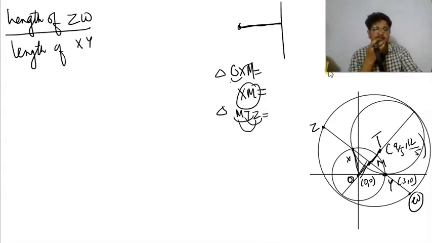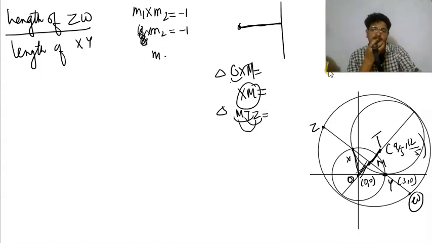If it is perpendicular, then the slopes satisfy m1 into m2 equal to minus 1. The slope m1 is 4 by 3, so m2 is equal to minus 3 by 4. This one we can write.